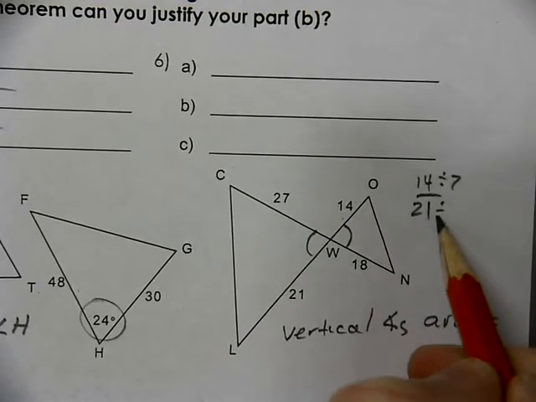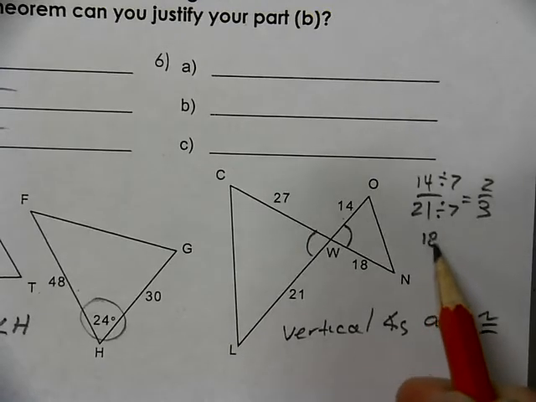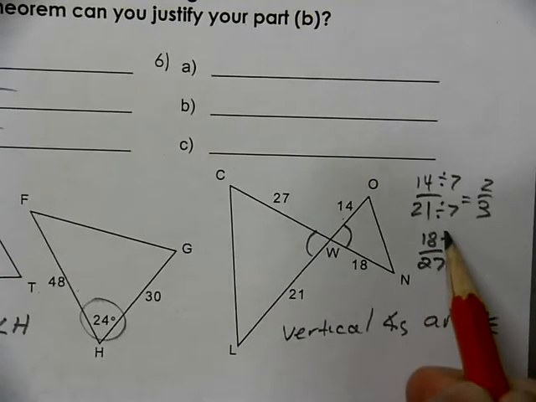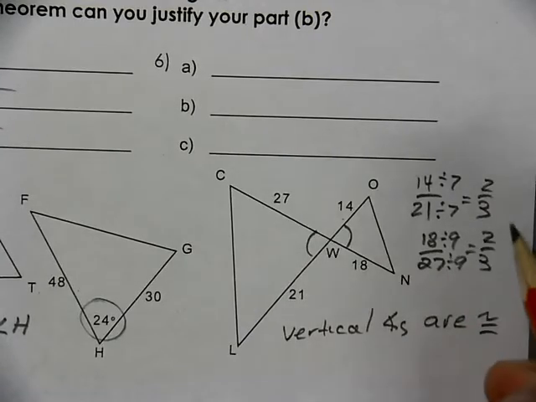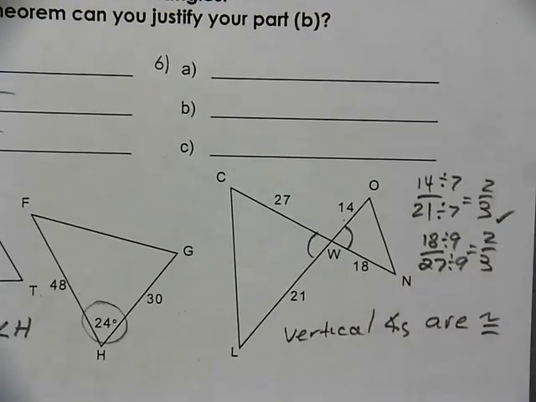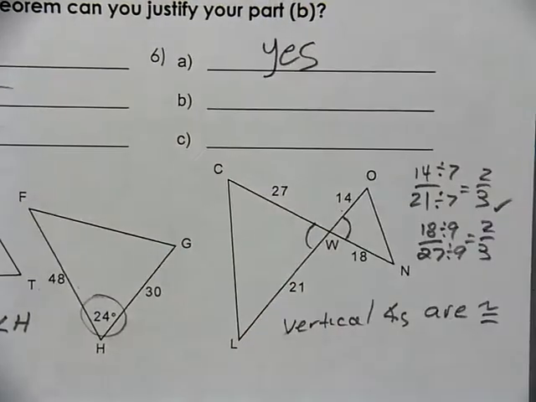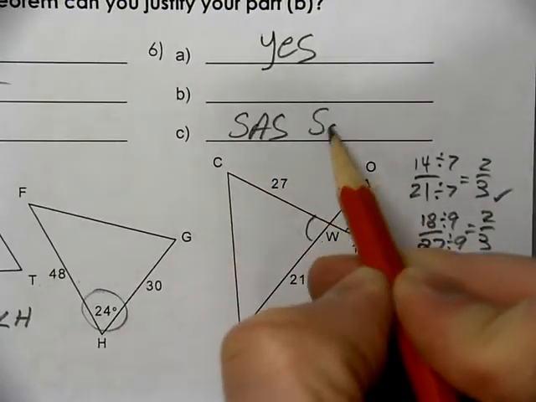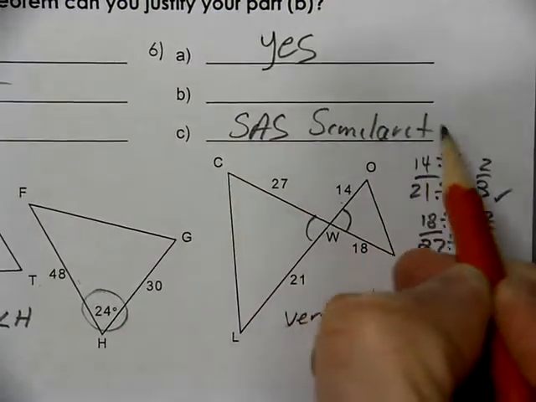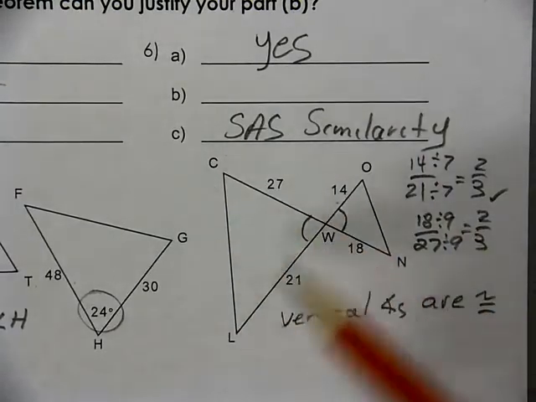It looks like 7 goes into both of those. And then I can take the 18 and the 27, and it looks like a 9 goes into both of those. And yes, they both reduce to the same amount. So yes, the triangles are similar. And we did that by side, angle, side similarity.